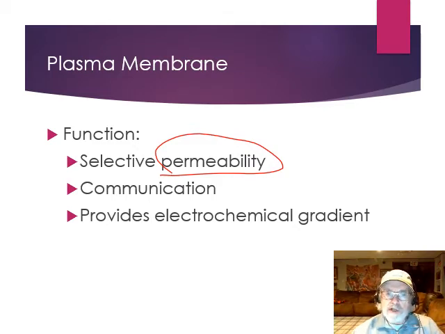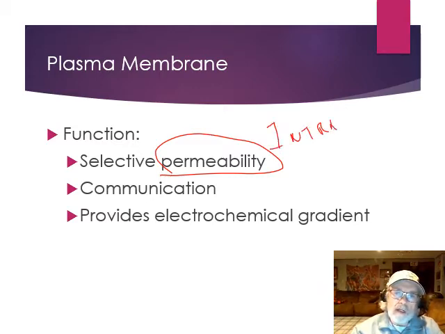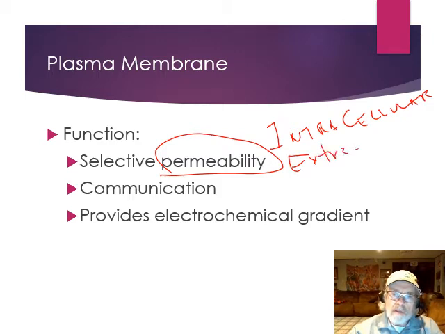So the cell has to have a way to communicate between its internal environment, which we call intracellular, I-N-T-R-A cellular, meaning inside the cell, and extracellular, which would be outside the cell. So there has to be some way to communicate what we need.